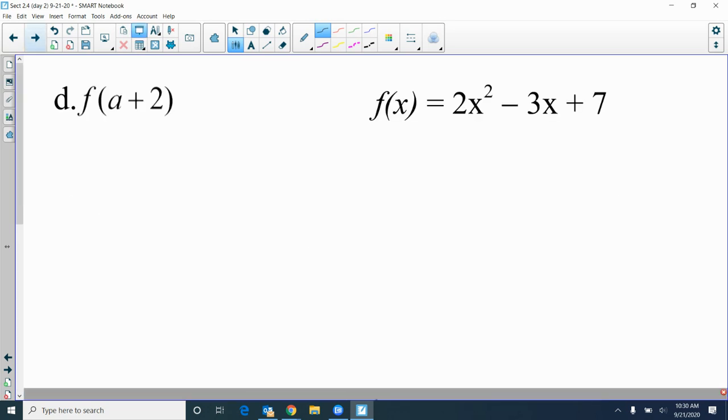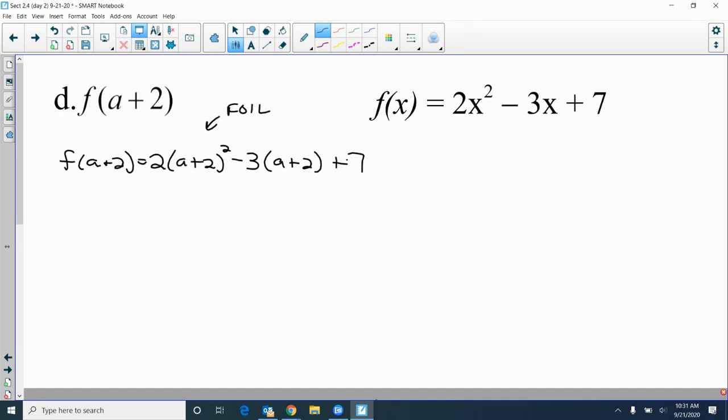All right, D. F of a plus 2. You have to substitute. If that a plus 2 is in parentheses, you have to take that and plug it in for x, wherever there's an x. So f of a plus 2 equals 2 times (a plus 2) squared minus 3 times (a plus 2) plus 7. Distribute, get rid of parentheses, which means that for the (a plus 2) squared, you got to FOIL, and then we got to combine like terms.